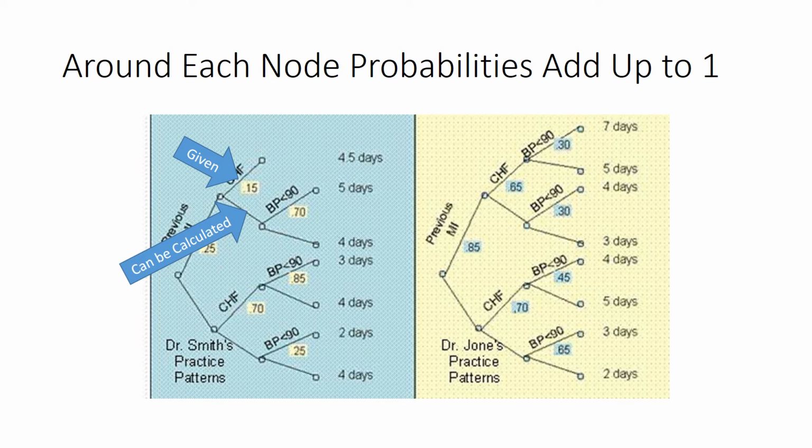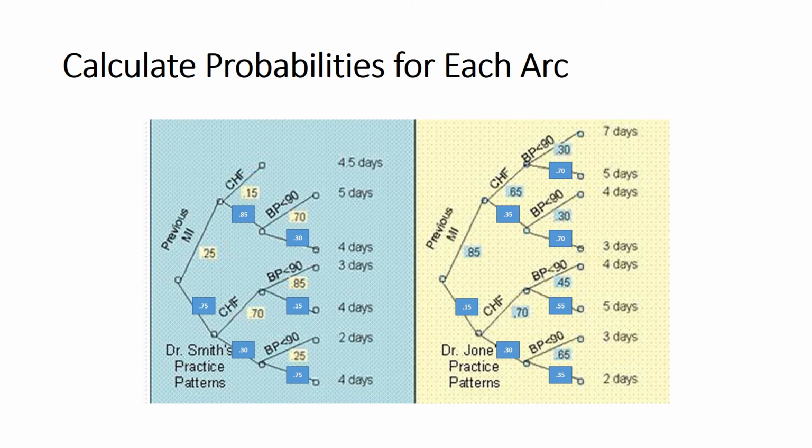Even though we only give one probability, here 15% chance of congestive heart failure, around the node all the probabilities add up to 1. So you know that if there is a 15% chance of congestive heart failure, then there is an 85% chance of not having congestive heart failure. So here I have calculated all the other probabilities that were not shown.